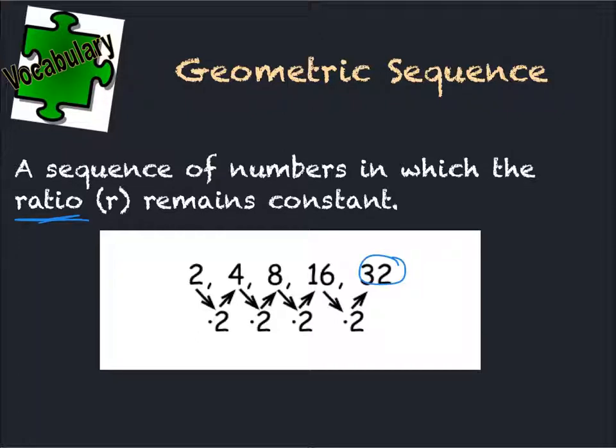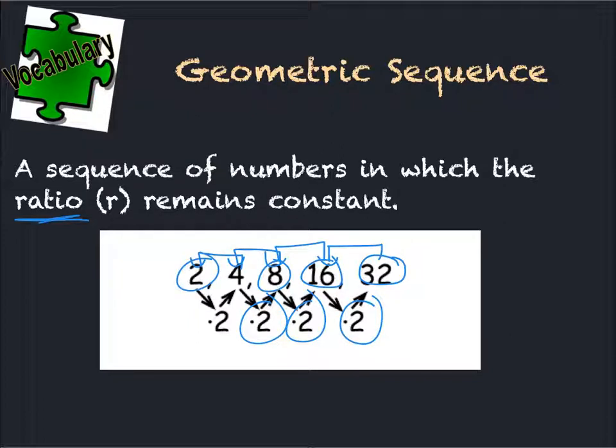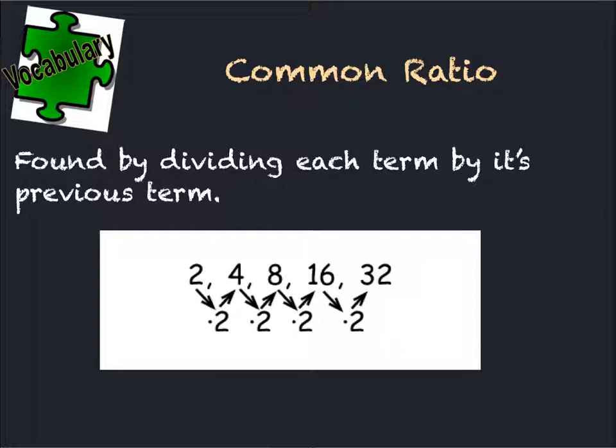That means if you take 32 and divide it by 16, you get 2. If you take 16 and divide it by 8, you get 2. If you take 8 and divide it by 4, you get 2. Every time you're going to have that common ratio that's the same. Going forward, to get from 2 to the next term, you would need to multiply by 2, and that gives you 4. From 4 to the next term, you would need to multiply by 2. From 32 to get to the next term, you would need to multiply by 2, which would give you 64. We call that our common ratio.